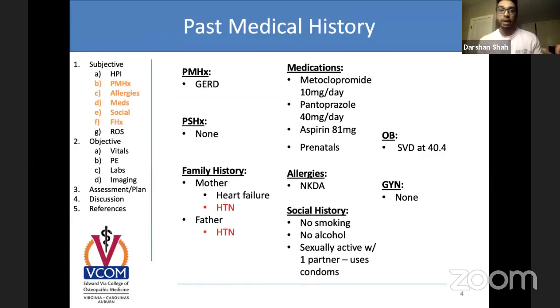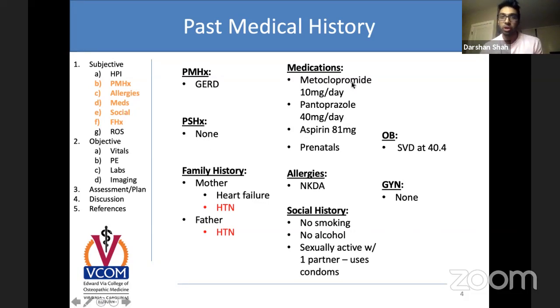Okay, so let's delve into her past medical history. So she's got GERD, and that's something common that we can actually see in women, right? When your belly gets full and distended, there's a baby in there, it can push up on the diaphragm and push up on the stomach. And that could lead to some acid going into the esophagus. Past surgical history, none. And then we look at family history, both her mother and father had hypertension.